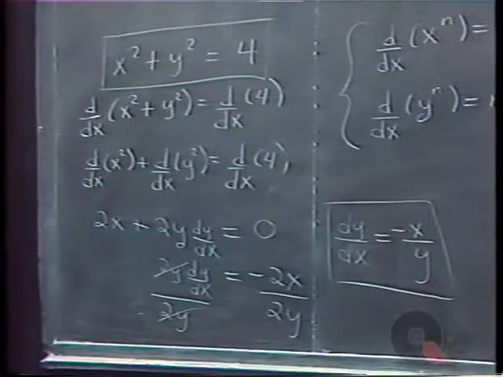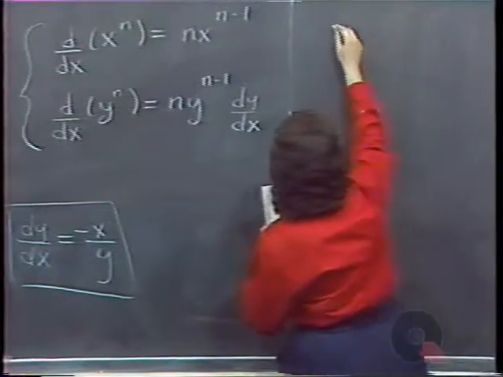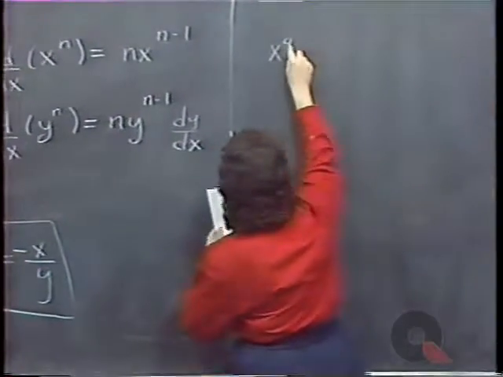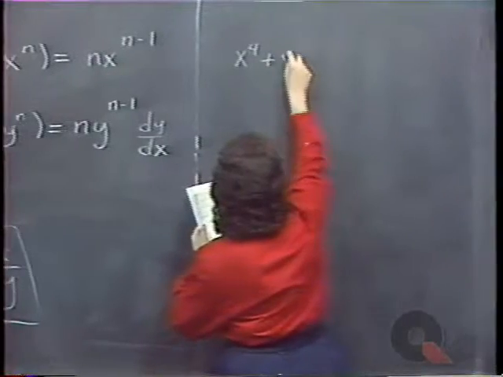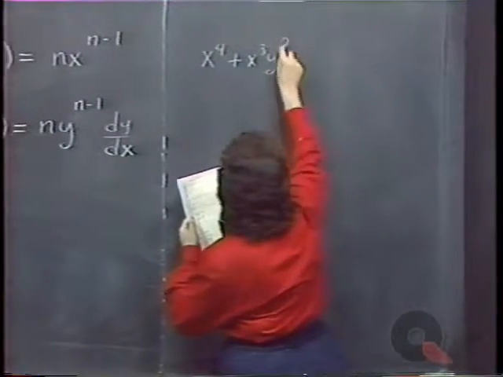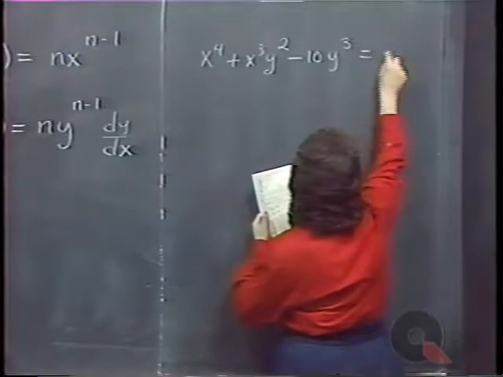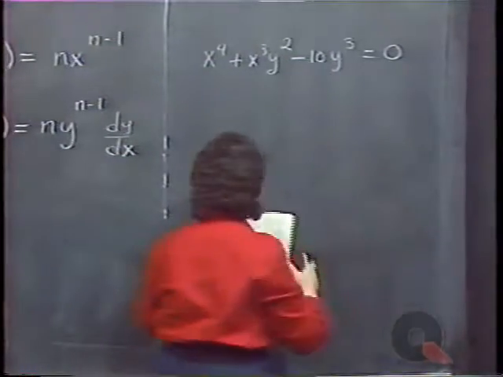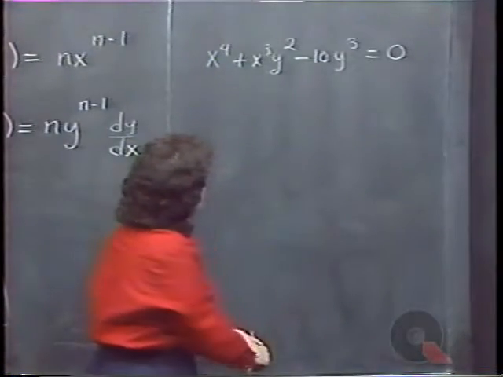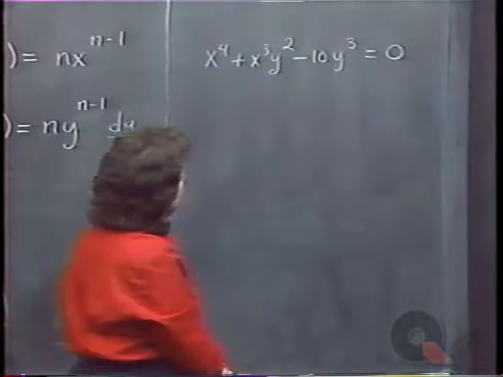Okay, let's try another example. This time, we'll start with x to the fourth plus x cubed y squared minus 10y cubed equals 0. X to the fourth plus x cubed y squared minus 10y cubed equals 0.